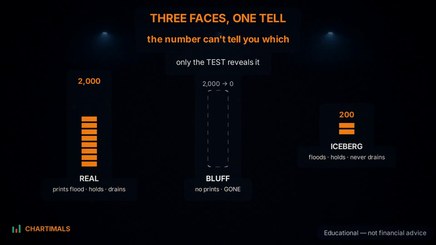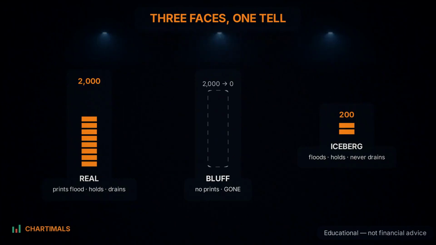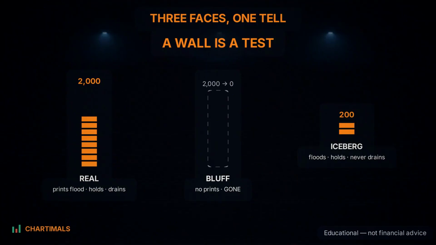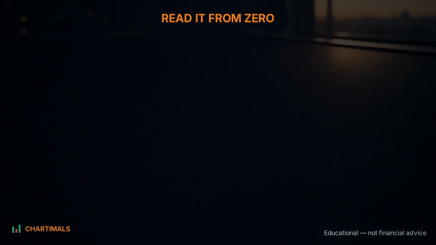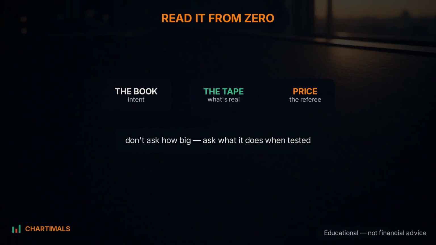That is the shift from staring at the book to reading it. A wall isn't a signal that tells you what to do. A wall is a test. A big stack isn't strong, and a small stack isn't weak, not until it's tested. So here's the whole thing in one line. The book shows you intent, the tape shows you what's real, and price is the referee between them. When a wall appears, don't ask how big it is, ask what it does when it's tested.